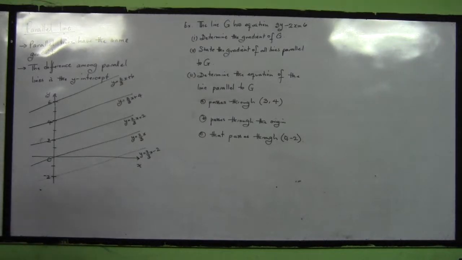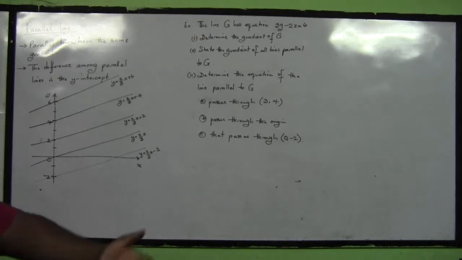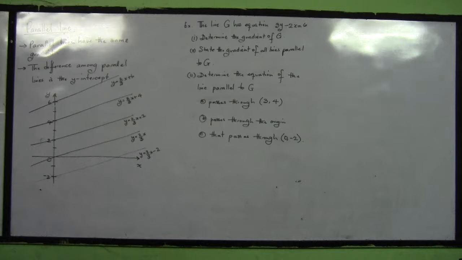So if lines are defined by their gradients and the what? Y-intercept. If you have lines that have the same gradient, the thing that is different among them would be the what? Y-intercept. Because two things define a straight line: gradient and y-intercept. So parallel lines have the same gradient, and what is different among parallel lines is the y-intercept.